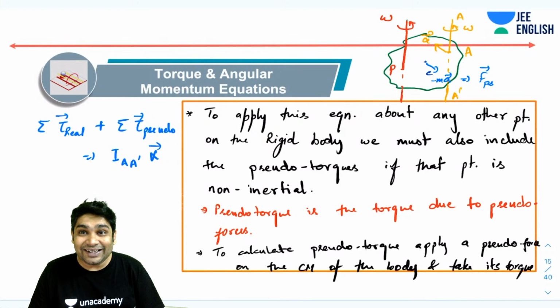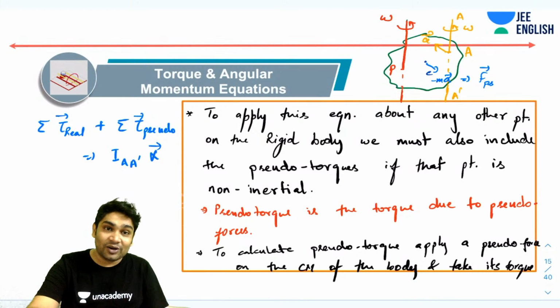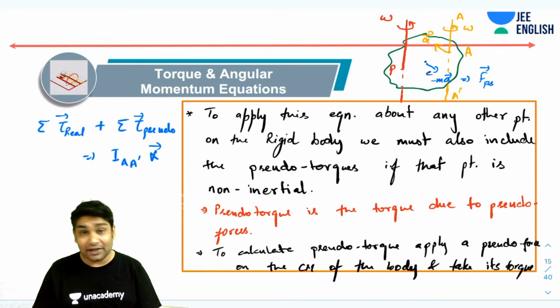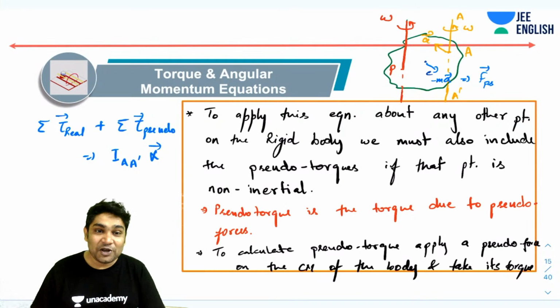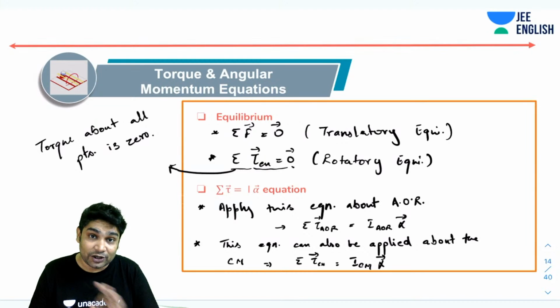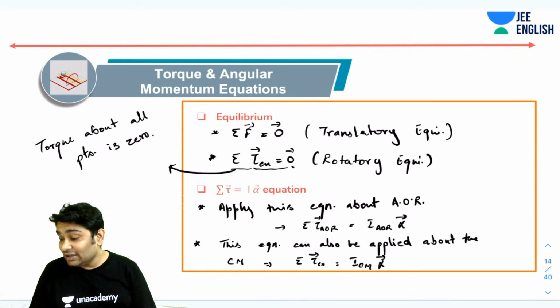So please remember that the problems of rotation are tricky because you need to take into consideration a lot of factors. Always remember, if you want to avoid all this, what is the easiest way? The easiest way is this: apply the tau equals I alpha equation about the axis of rotation only. Then you don't have to worry about it. You can also apply this equation about an axis passing through the CM. Why that? Think about it.